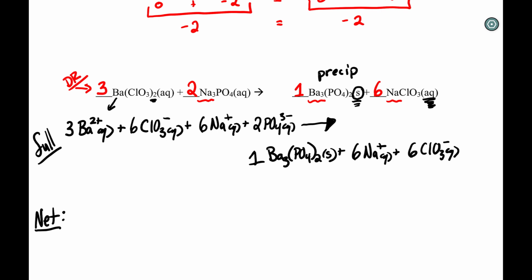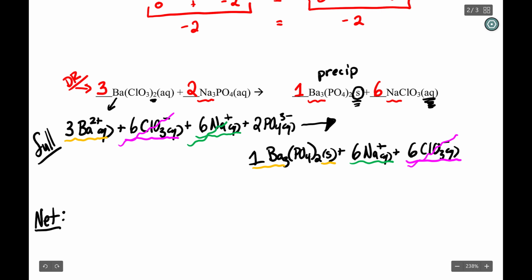All right, now that you've had a chance to do that, let's figure out what are spectators. So here I have barium as an aqueous ion, and then I have barium as a solid. I'm going to leave that alone. It is not a spectator. I have 6 chlorate ions aqueous here. I have 6 chlorate aqueous ions here. Those are spectator ions. I am going to remove that from there to make my net reaction. I then have 6 sodium ions aqueous and 6 sodium ions aqueous. They have also not undergone a change.